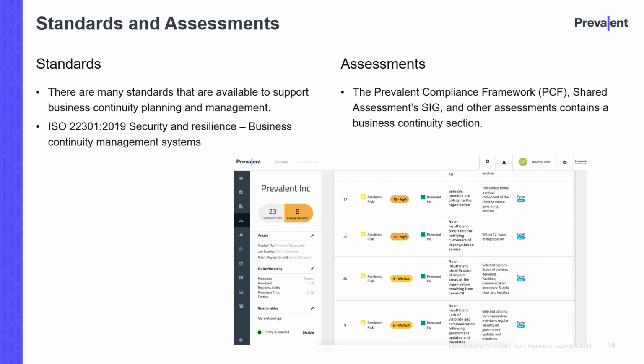There are many standards available to support business continuity planning and management. On the assessment side, the Prevalent Compliance Framework, or PCF, or Shared Assessment SIG, and other assessments all contain a business continuity section. These quickly determine whether an organization has built a continuity plan with suitable minimum business requirements, contingency, recovery planning and testing, and any impacts to the organization based on loss of staff and wider supply chain impact.